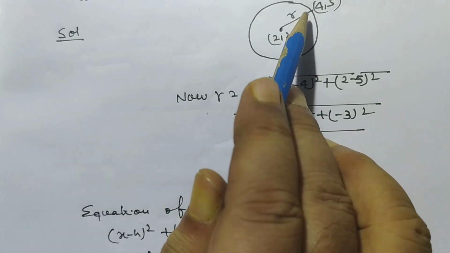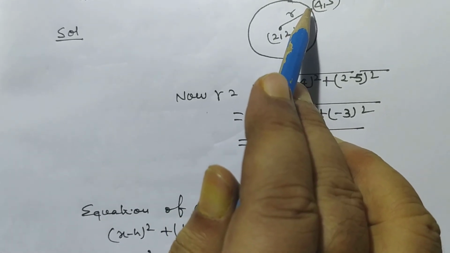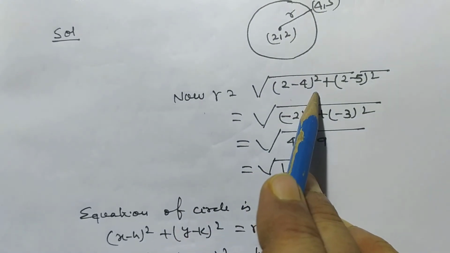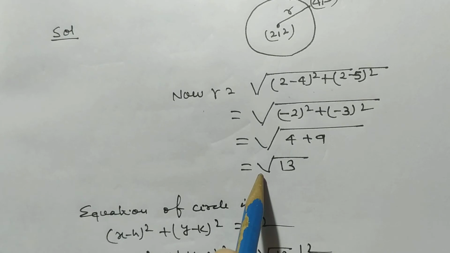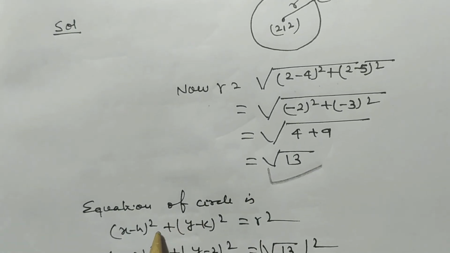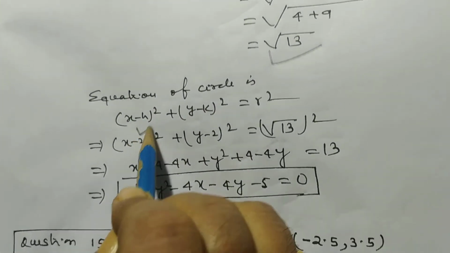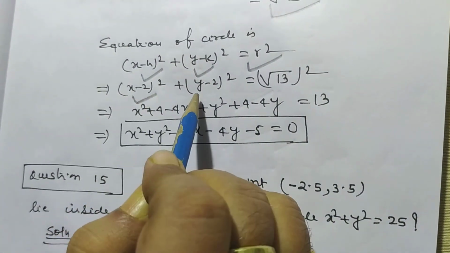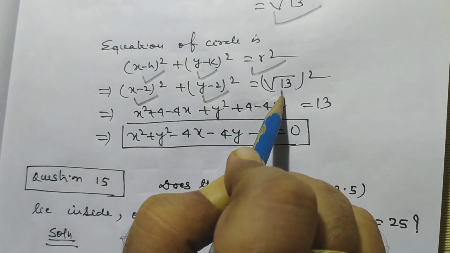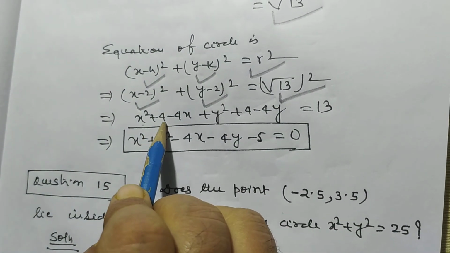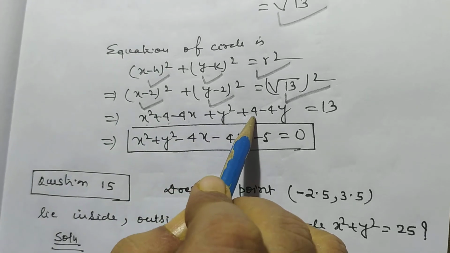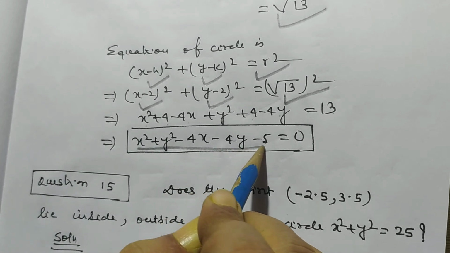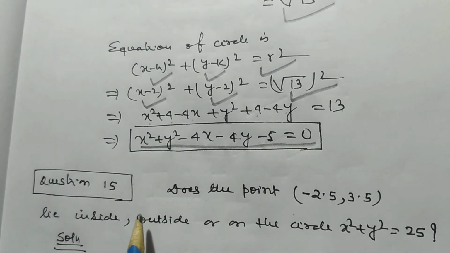So we determine the radius by applying the distance formula: (2 − 4)² + (2 − 5)², that is root 13. And the center is (2, 2). The equation of a circle is (x − h)² + (y − k)² = r². So (x − 2)² + (y − 2)² = (√13)². So x² + 4 − 4x + y² + 4 − 4y = 13. So x² + y² − 4x − 4y − 5 = 0.